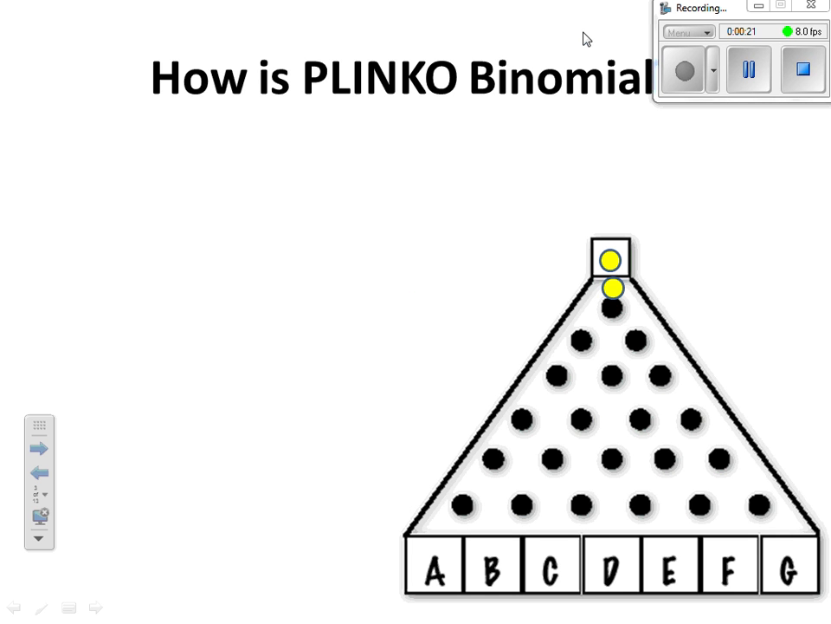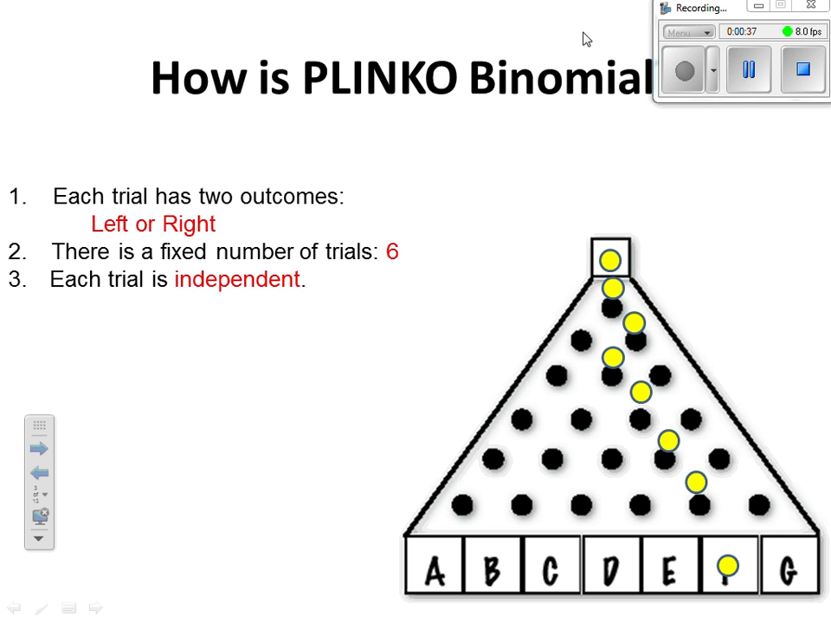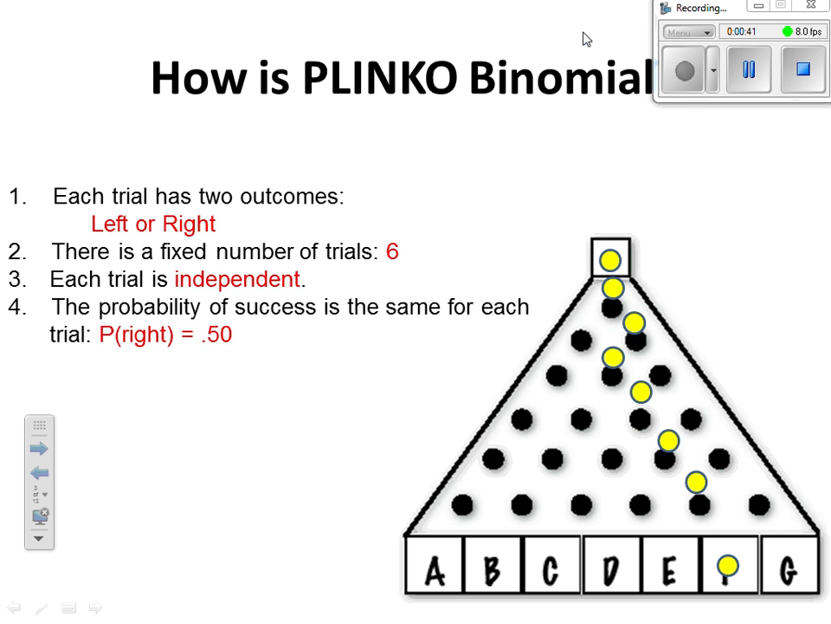We took a look at Plinko. You drop the Plinko chip in, there it goes, and it's binomial because as it hits each peg, there are two outcomes, left or right. Each time you drop a chip in, it'll hit 6 pegs, so there are 6 trials regardless of the path, and each time it hits a peg, it's independent. And then that fourth one, the probability of success, right? If we define success as a right turn, it's always going to be a 50% chance that it turns to the right.